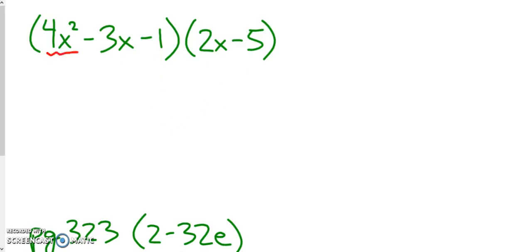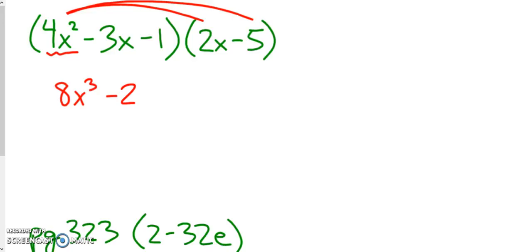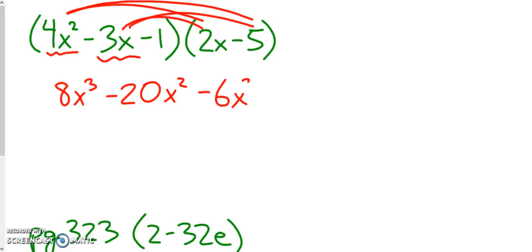So let's say I want to take this guy and distribute it like this. So 4x squared times 2x is 8x cubed. Then 4x squared times negative 5 is negative 20x squared. Then I come to this next guy, I distribute that. He goes and shakes the hands of the other team. Negative 3x times 2x is minus 6x squared. Negative 3x times negative 5 is plus 15x.